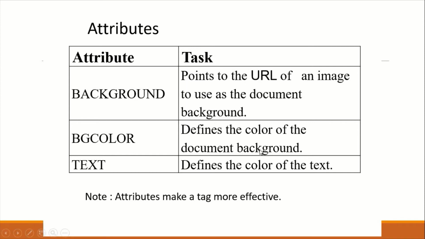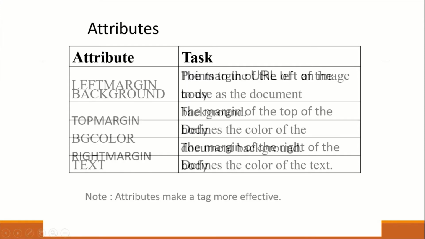BG color defines the color of the document background. It is the color which you want to use for the background. Text defines the color of the text, in which color the text should be displayed. It is specified by using the text attribute.